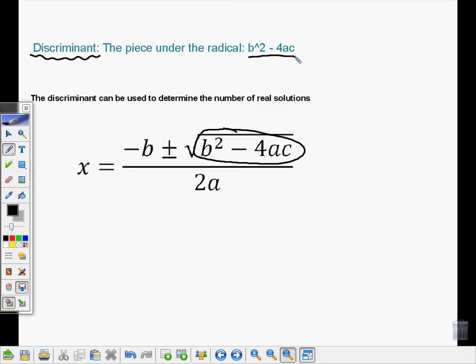That tells you the number of real solutions, okay? So when you graph it, that tells you where it hits the x-axis, because those are your roots or your zeros or your x-intercepts, okay? Those are your solutions. And it's going to tell you how many it has, either 2, 1, or 0. So let's talk about that.